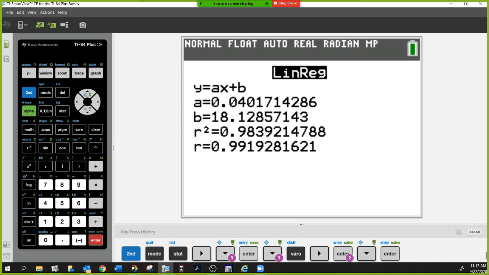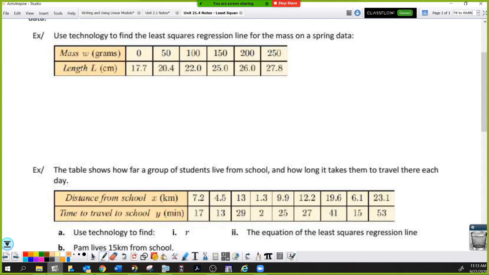And look at our R value, 0.992. That is ridiculously strong positive correlation, 0.992. It's probably going to be asked about. So our equation is, the length is generally found by having 0.0402 W plus 18.1, right?